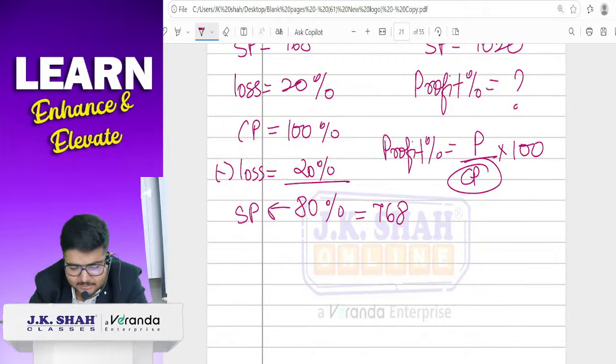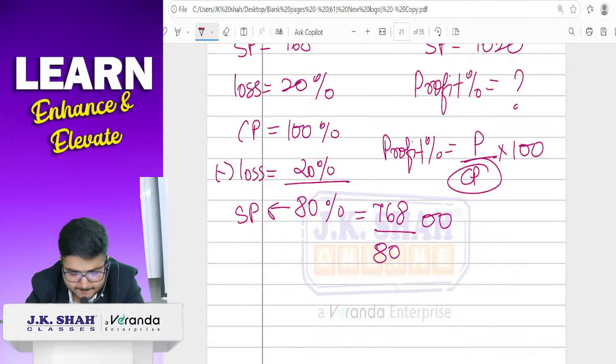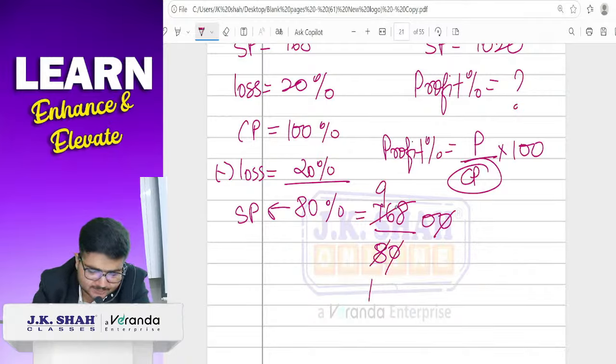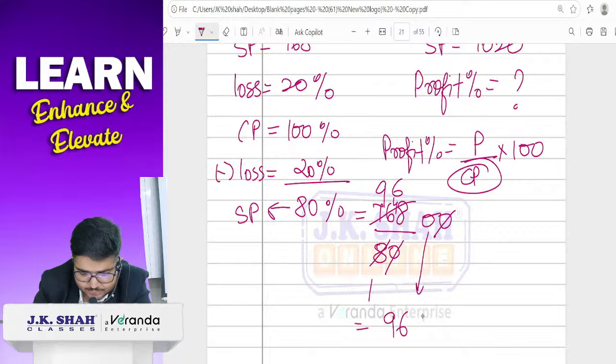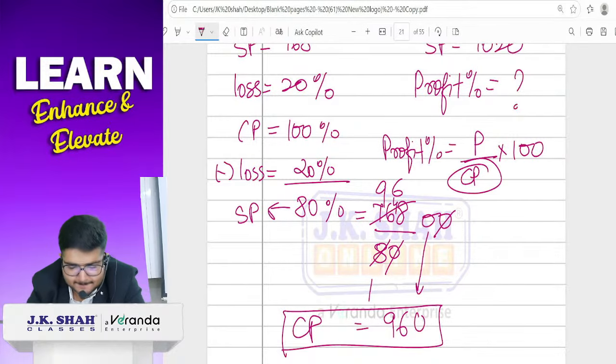How can we find out? 768 is 80%, so 768 divided by 80, and we will cancel a zero. 8 ones are 8, 8 nines are 72. 4 remains, 8 6s are 48. So the answer is 96, and we will put this 0 here. So the answer is 960, but the final answer is not 960. It is the cost price. This is only one part of the sum.